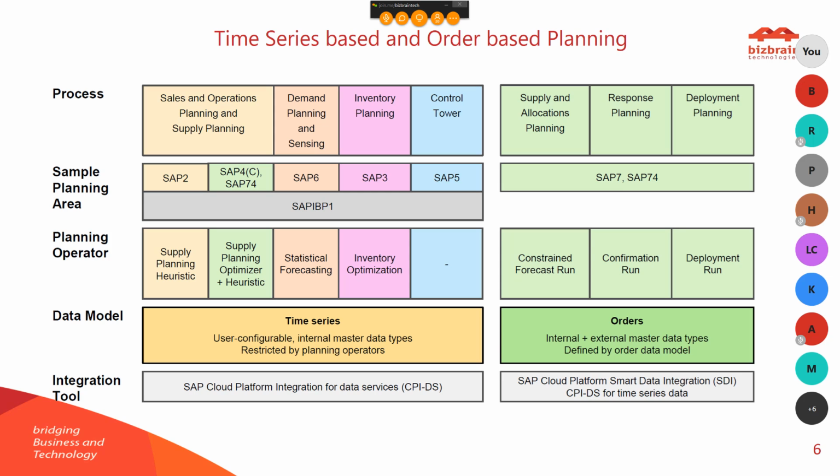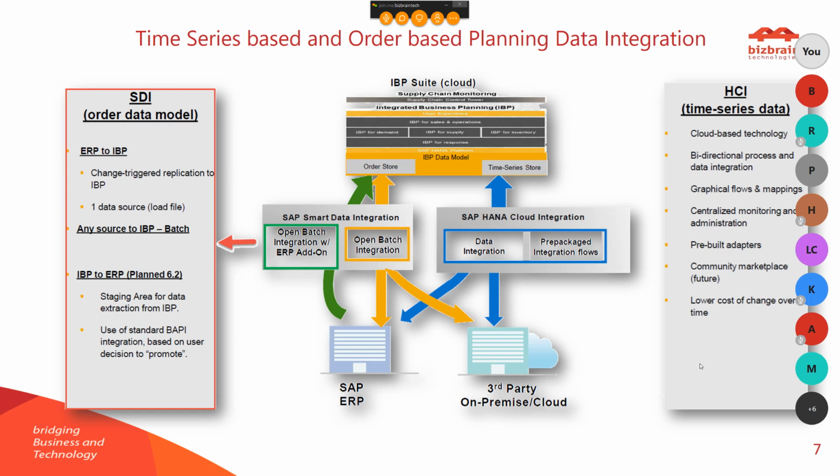Rahul, you may want to talk about the bottom part, like HCI versus SDI, without getting into too many details. Yeah, I will speak about everything on the data integration part also. So for time series, HCI is called CPI-DS, which is Cloud Platform Integration for Data Services. This is the solution for time series based planning. It cannot handle order based planning. And the equivalent integration technology, what Krishna is saying, is the SDI. Next slide, I will get into the next level of detail of the same question Krishna has asked.